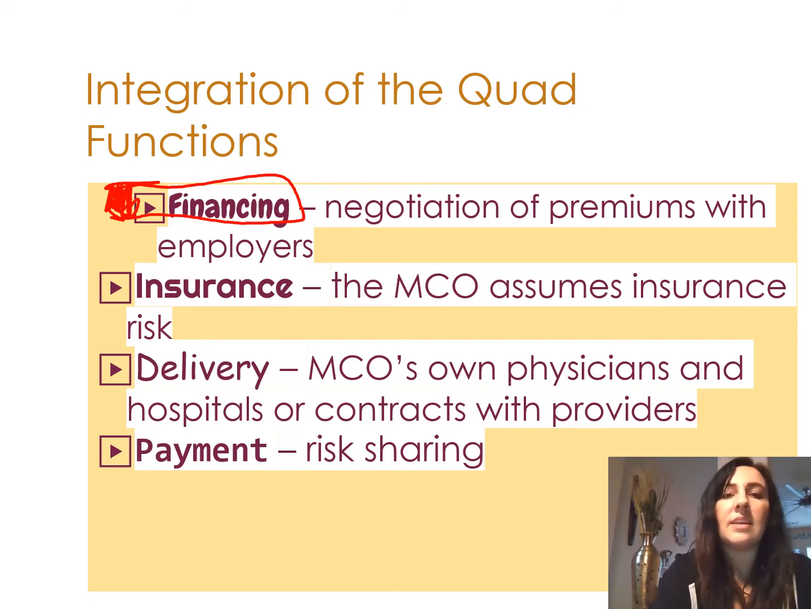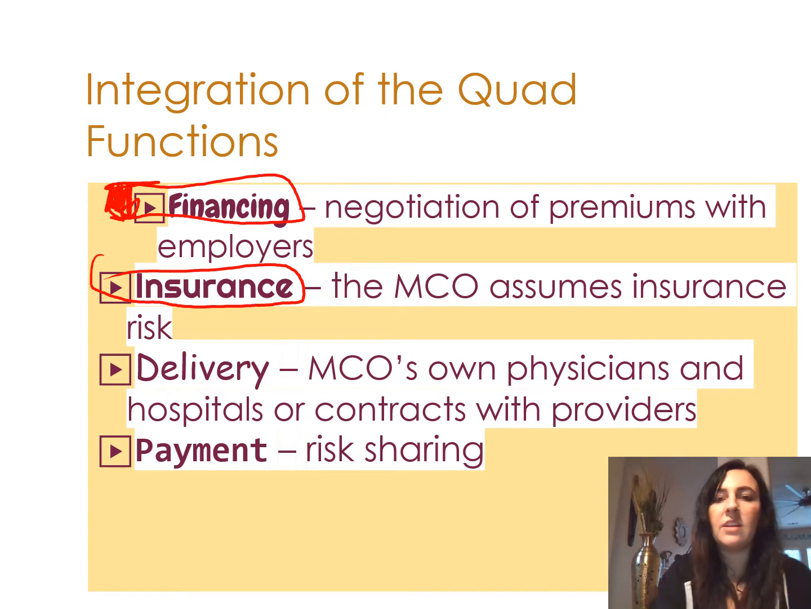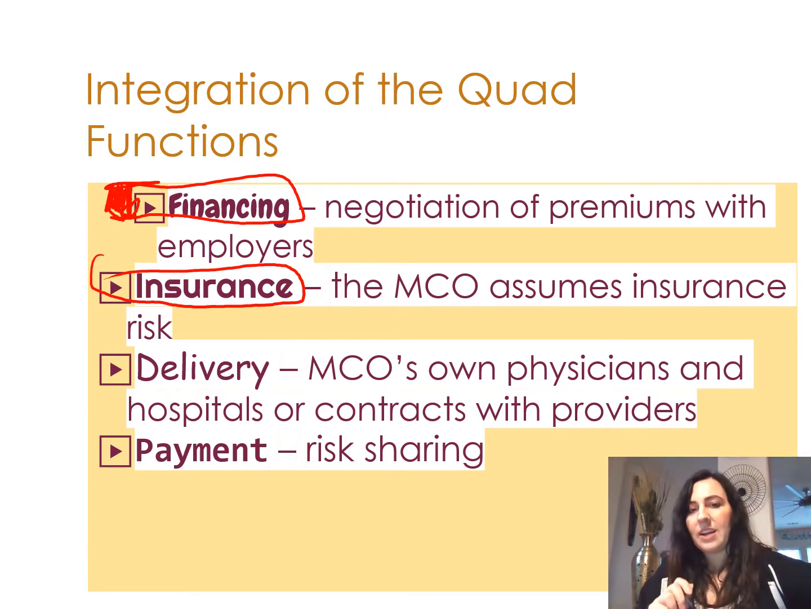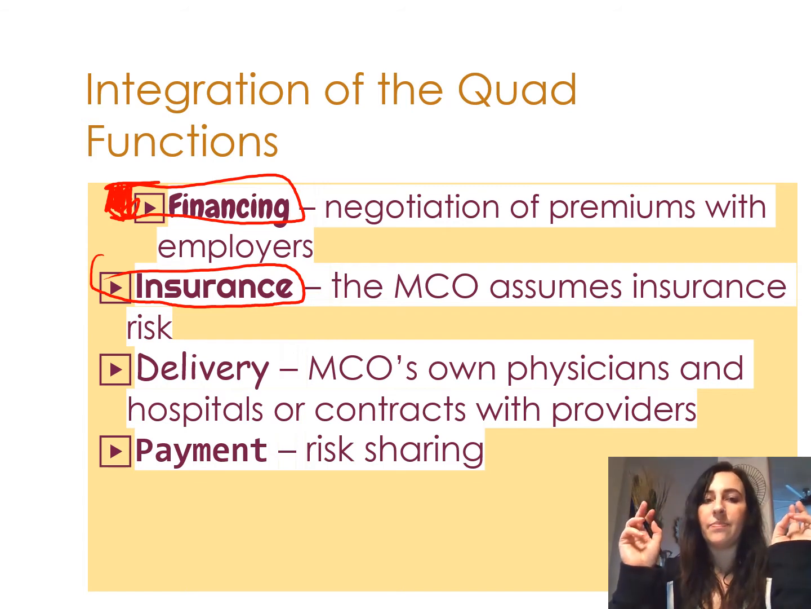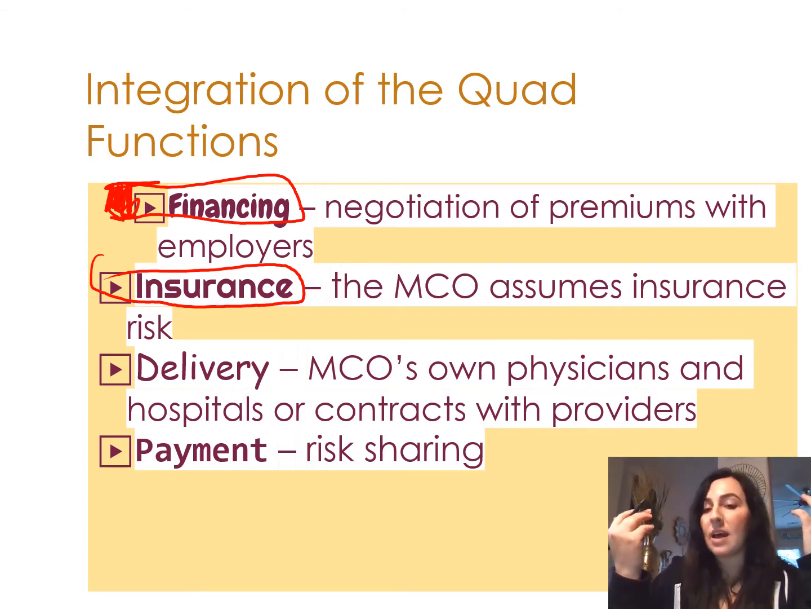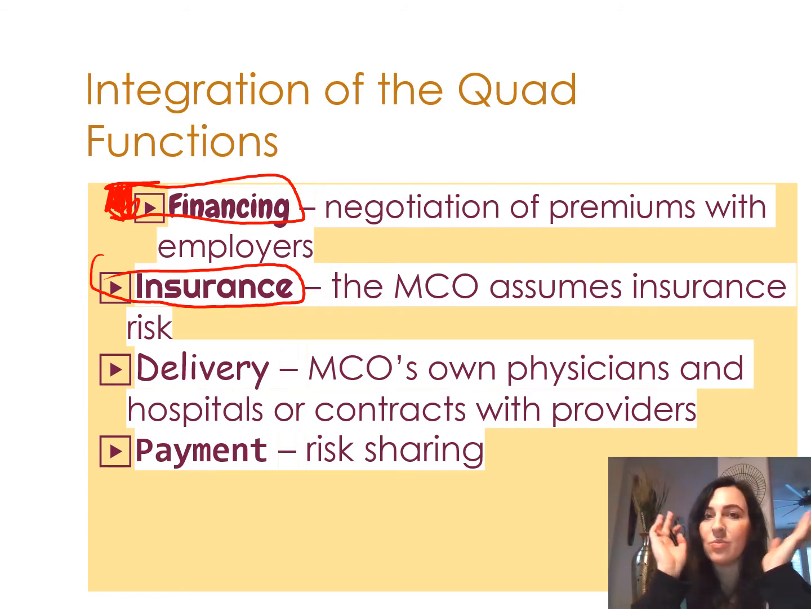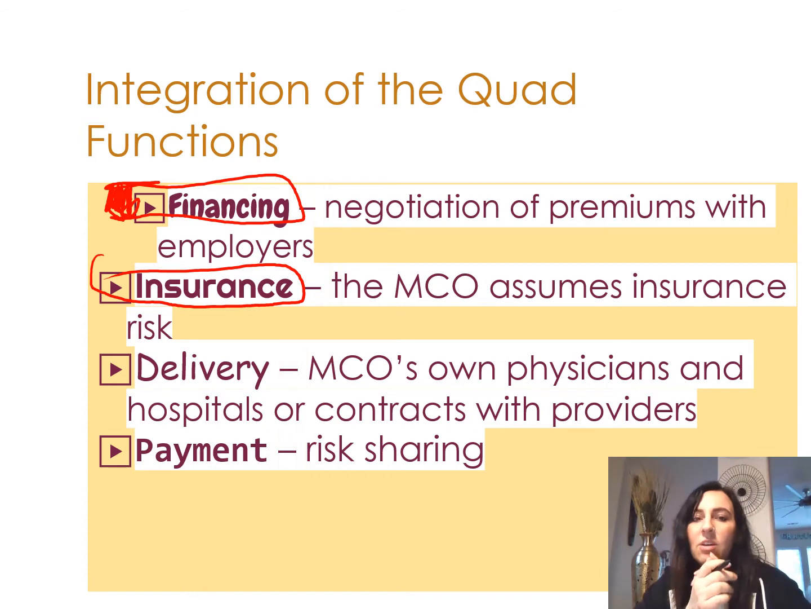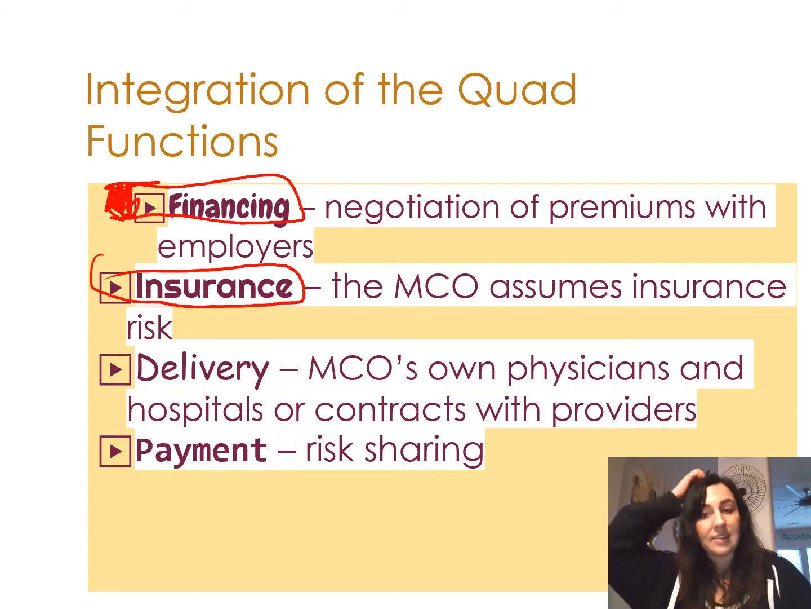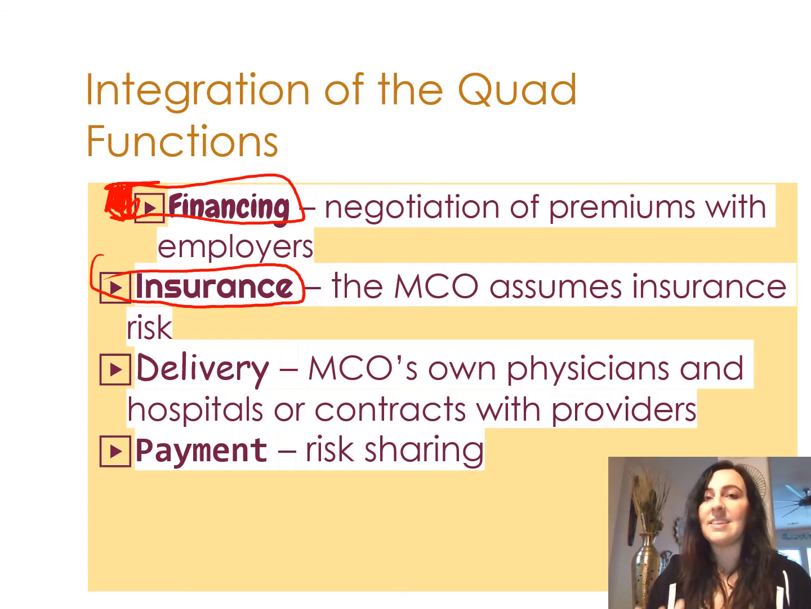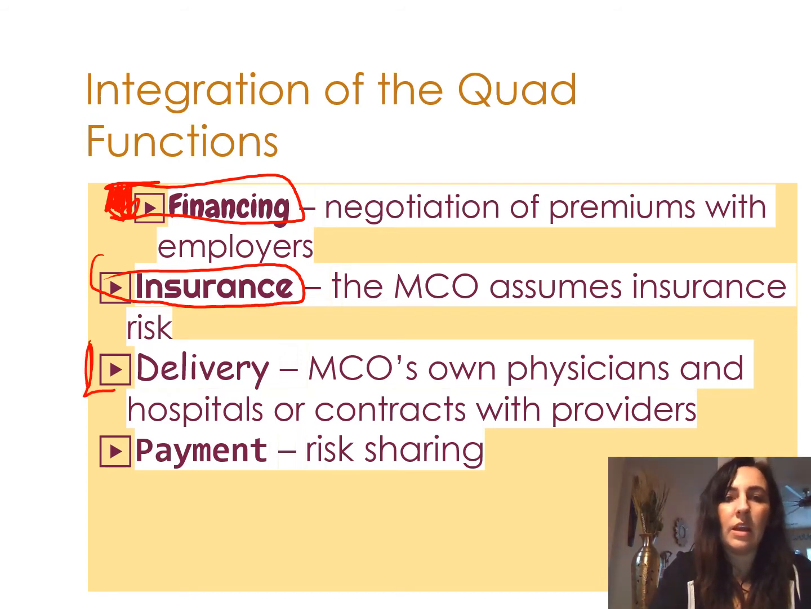Okay, so next is insurance. All right, so insurance. Remember how the purpose of insurance is to protect against risk, right? Well, the managed care organization is going to assume risk of the individuals, of all the beneficiaries. So they assume insurance risk. They're not an insurance company really per se. They're more of a system, but they act as an insurance company for the individual patient. So they are going to assume the patient's risk or the beneficiary's risk.